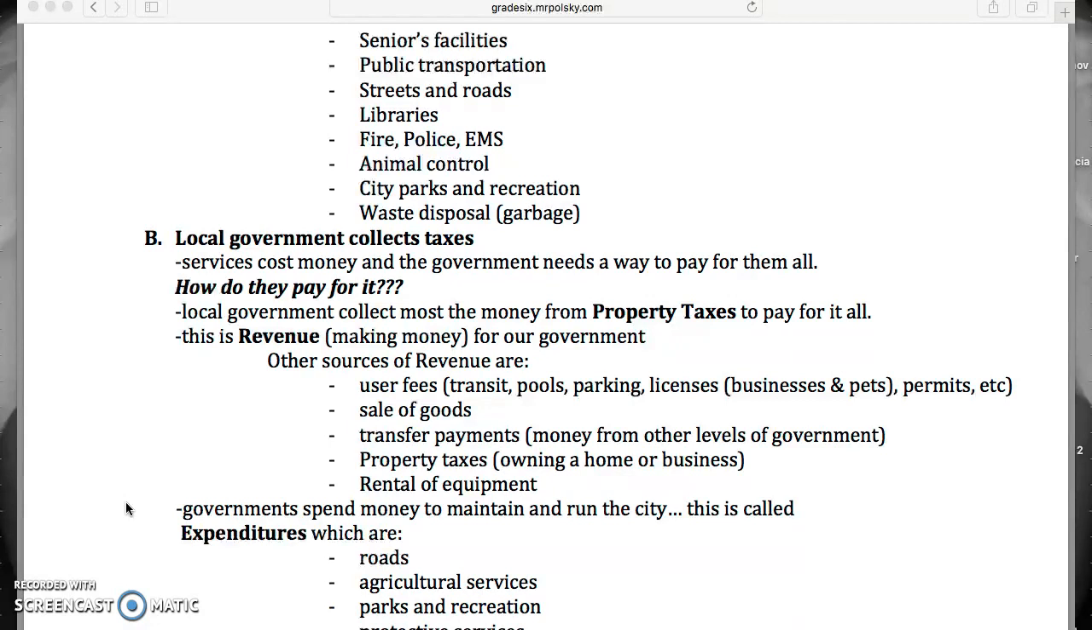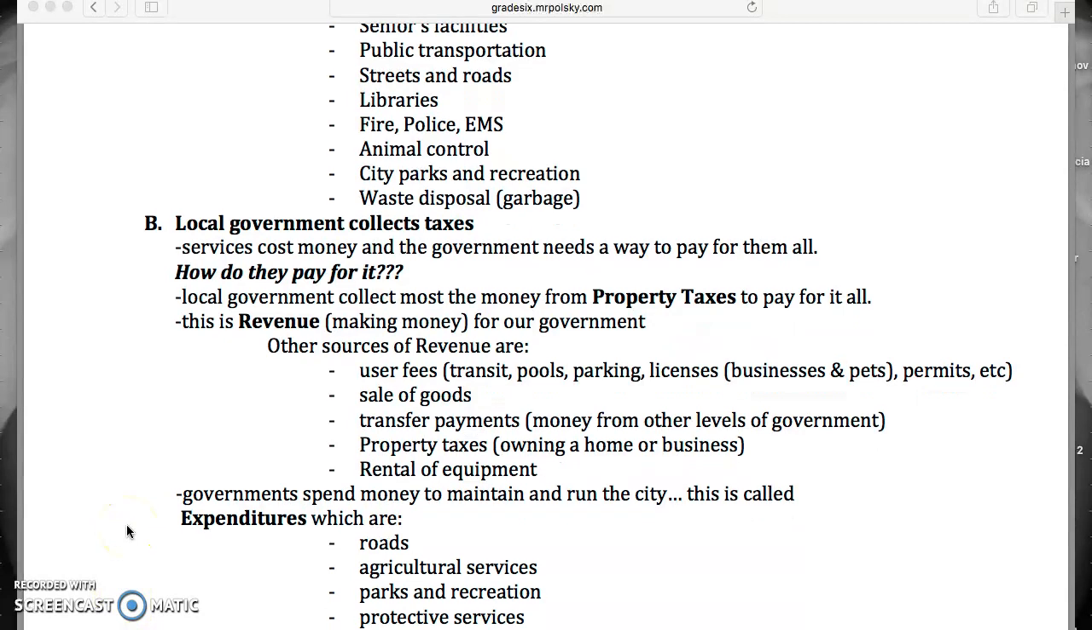Sale of goods, transfer payments, so money that might come from our provincial government and that's given to our local government. Property taxes, so as I said, people who own a home or business pay these. And rental of equipment. And that's other ways that they can make money. Now, making money for the government is called revenue. The government also has to spend money. So when the government spends money, that is called an expenditure. Okay, expenditure kind of says spend in there, so that might be a way to remember that.